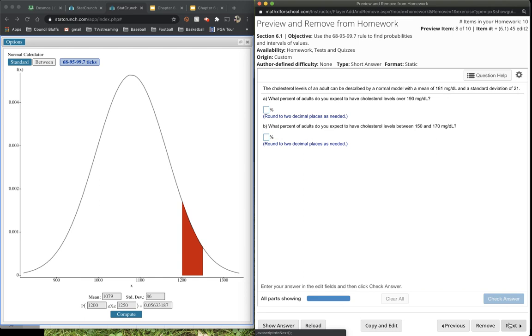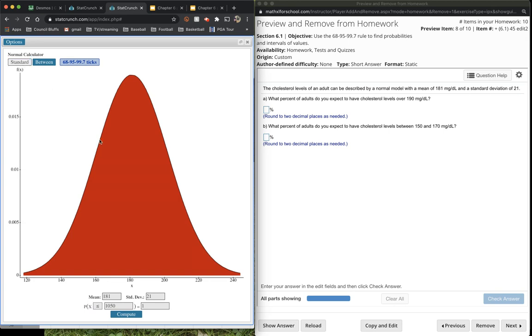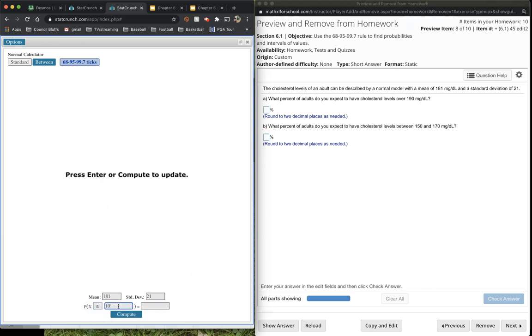Number 8, the cholesterol levels of an adult can be described by a normal model with a mean of 181, standard deviation of 21. What percent of adults do you expect to have cholesterol levels over 190? Okay, so we have a different mean this time. So our mean now is 181. Our standard deviation is 21. And we're going to go back to this one here. We want what percent of adults do you expect to have cholesterol levels over 190? So we want this to be greater than, and we want it above 190.